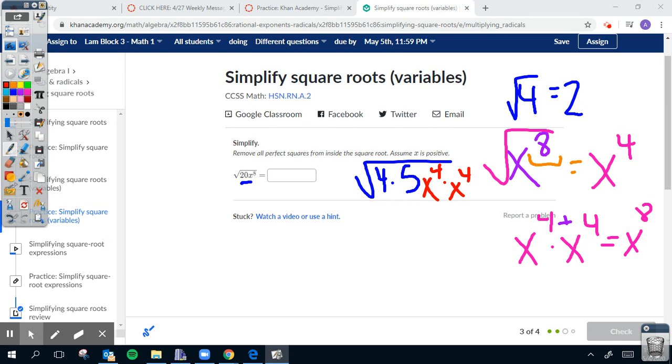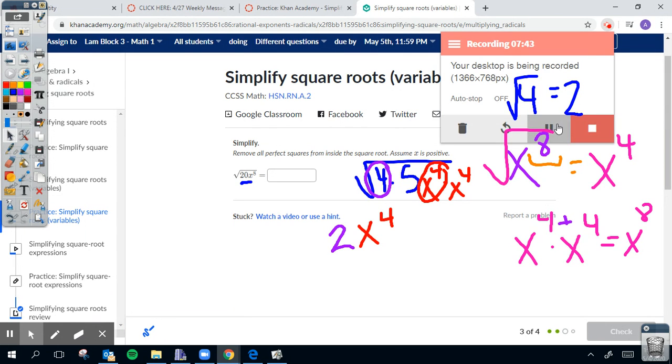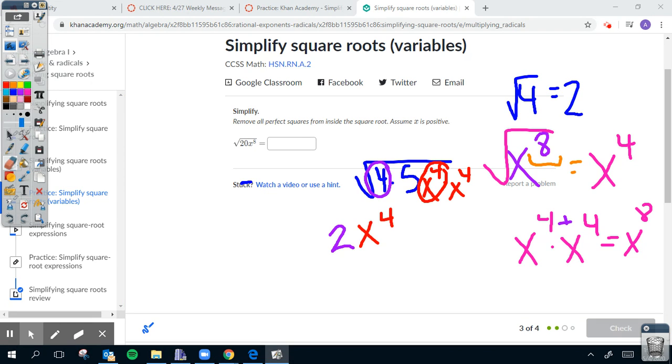What we can do is, I don't even need to do this stuff if I'm good with my mental math. I can pull out the square root of 4, which is 2. And since there's 2 of these, I can pull out x to the 4th. What's left over is just this 5.